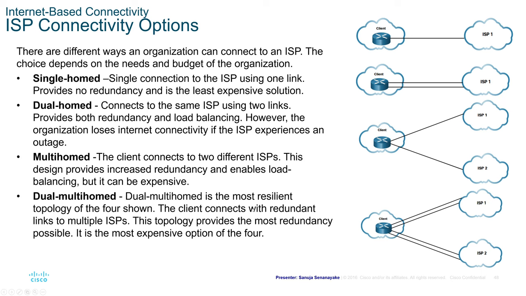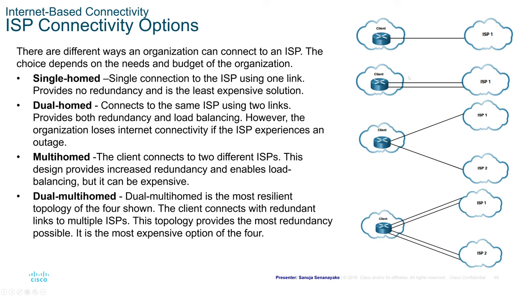Dual multi-homed is the most resilient topology of the four types, and the client connects with redundant links to multiple ISPs. So this topology provides the most redundancy possible. However, it is the most expensive option to use. It is not implemented as often as the other options here. The most common one you will see is single homed, and the other one may be dual homed. Not so much multi-homed and dual multi-homed unless you are working for a large corporation or company.